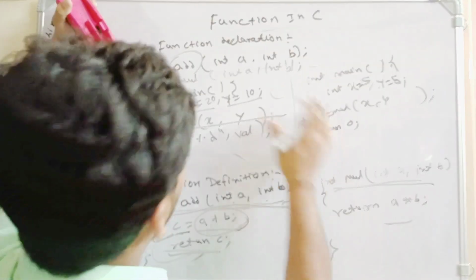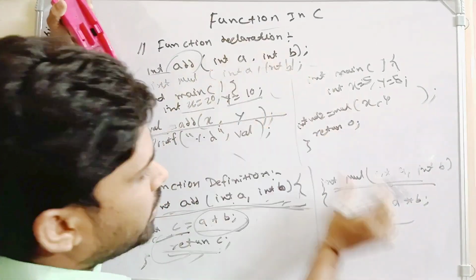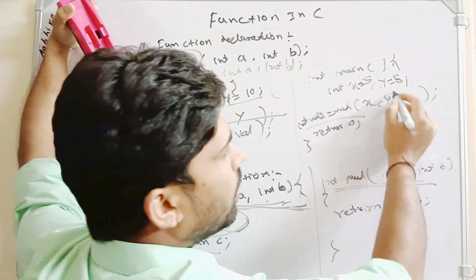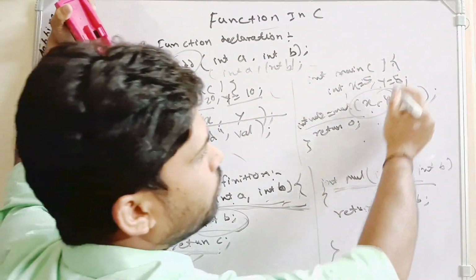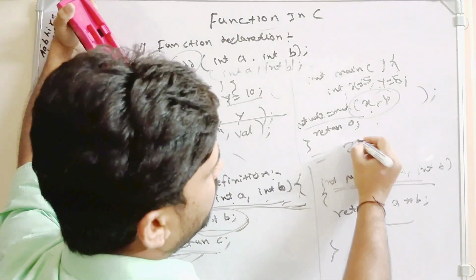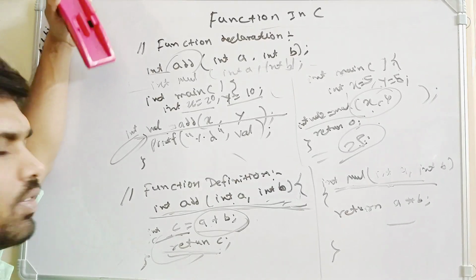Here again, similarly, it will check the declaration, then the definition, then this function will be called in main and do the operation on x and y. x equal to 5 and y equal to 5, 5 into 5 is 25. So the output will be 25. This is the part of the function.